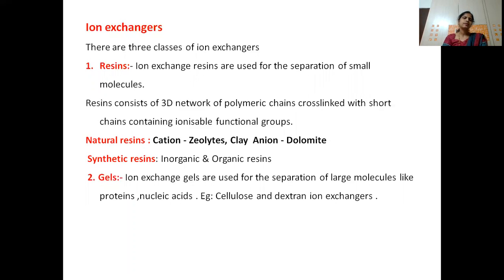Then the second one is gels. Gels can also be used as ion exchangers. Now, these gels are mainly used for separation of large molecules like proteins and nucleic acids. Examples are cellulose and dextran ion exchangers. They are very helpful for the separation of proteins and nucleic acids.